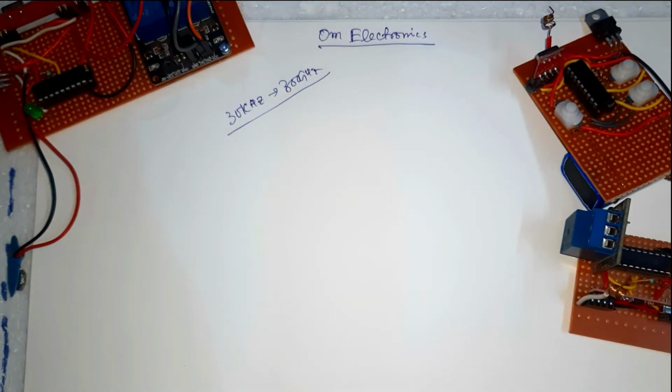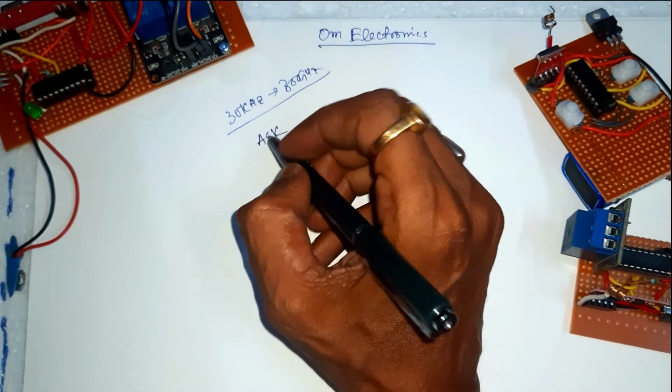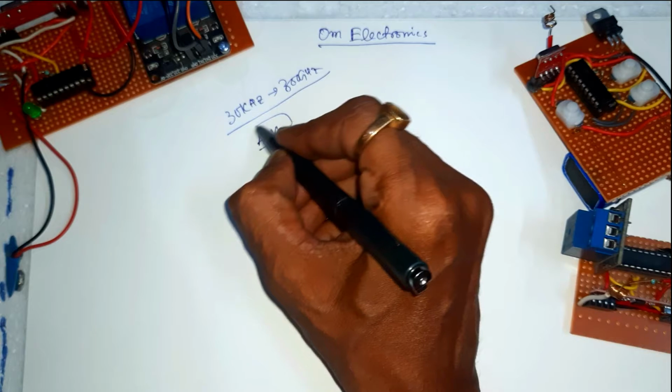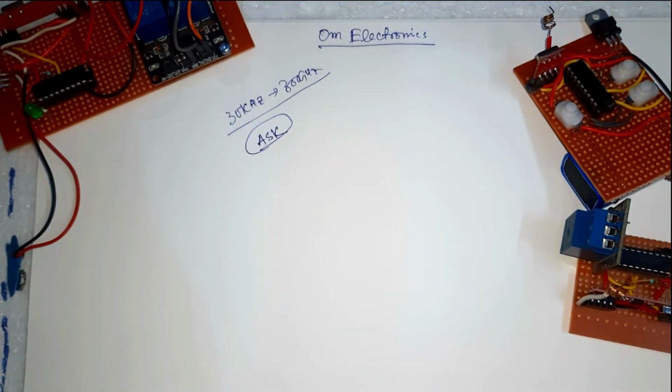The digital data is represented as variations in the amplitude of the carrier wave. This modulation is known as ASK, that is amplitude shift keying. These signals transmitted through radio frequency, that is RF, can travel long distances, so they can be used in long range applications. RF communication uses a specific frequency range to communicate between two devices.